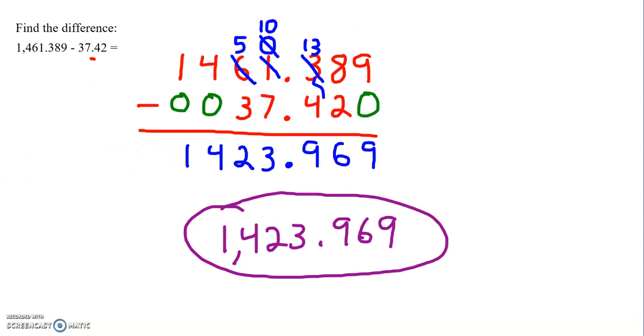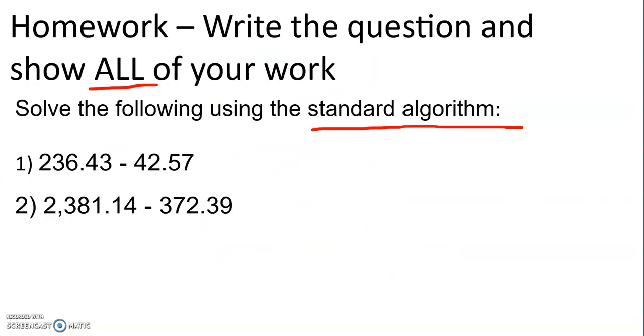Remember, the key is to line up your digits by place value. If they're not lined up by place value, you're not going to get the correct answer. So please make sure you line them up by place value. You may refer to any part of this video or the whole video entirely. You also may watch this video as many times as you need to complete all of this work.